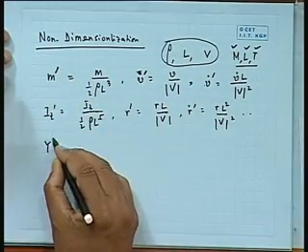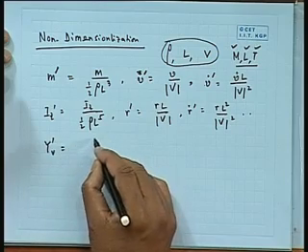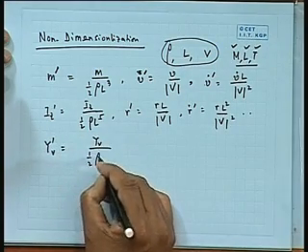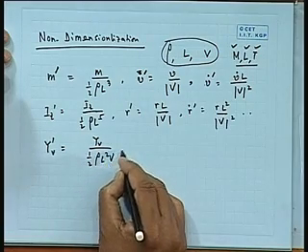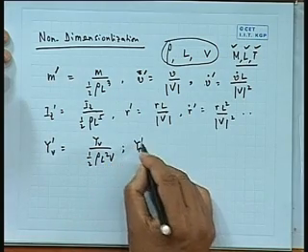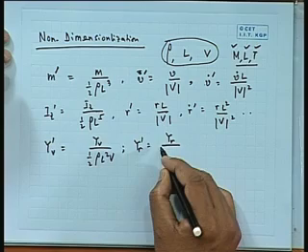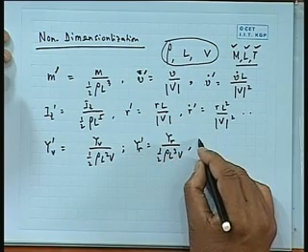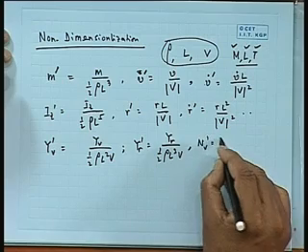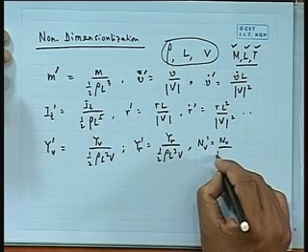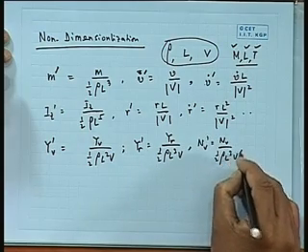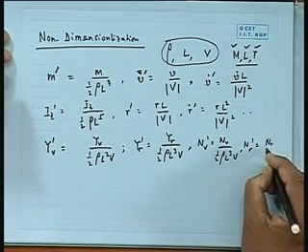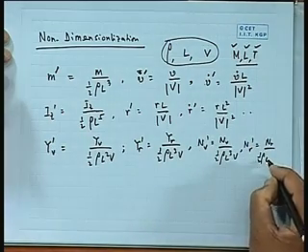Then let us say Y dash V, this will become Y V divided by half rho L square V, Y R dash will become Y R by half rho L cube V, then N V dash becomes N V by half rho L cube V, and N R dash equal to N R by half rho L 4 V.